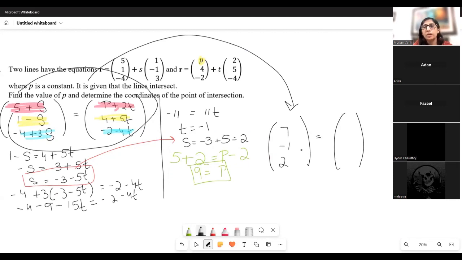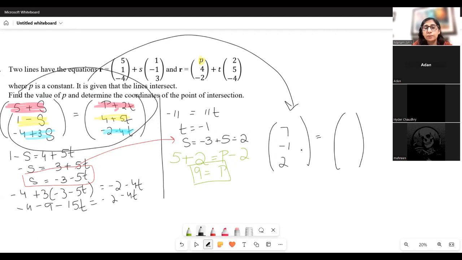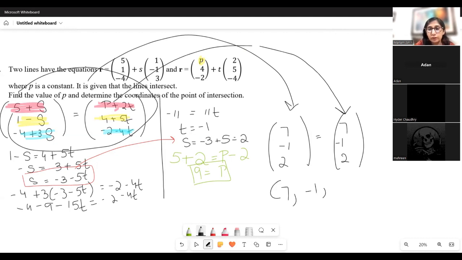But just to confirm that I haven't made any algebraic mistake, I'm going to also substitute it here. And I should get right hand side equal to left hand side. P plus 2T. P was 9. 9 minus 2 is 7. 4 minus 5 is minus 1. Minus 2 plus 4 is going to be 2. So yes. Find the coordinates of points of intersection. So that's going to be 7, comma, minus 1, comma, 2.